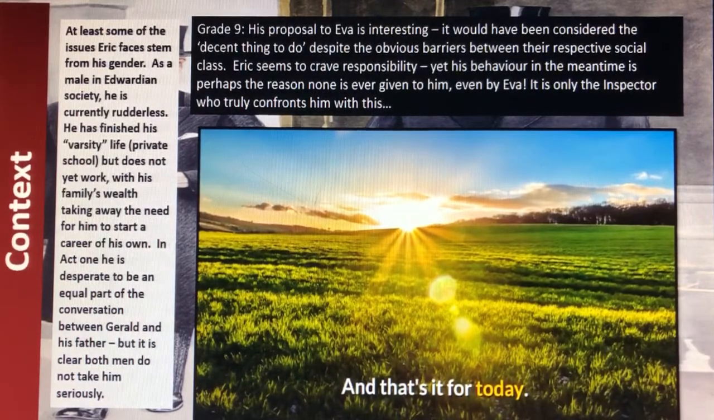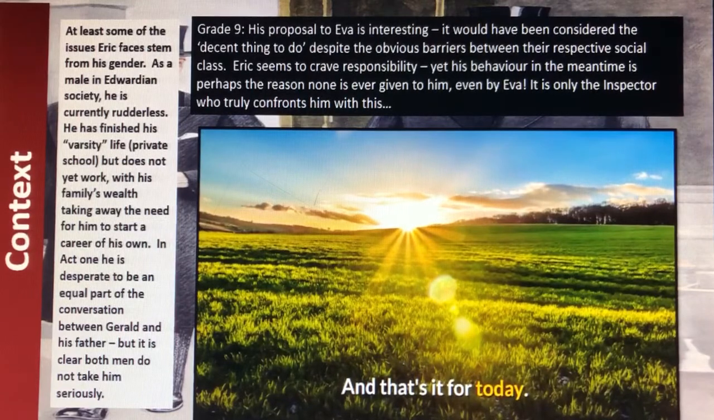to marry her. He seems to crave responsibility, yet his behaviour in the meantime is perhaps the reason none is ever given to him. He's drunk, he's careless, he's overly emotional, many of the things he shouldn't be as a Victorian gentleman. So he is not responsible enough to bring up Eva's child.